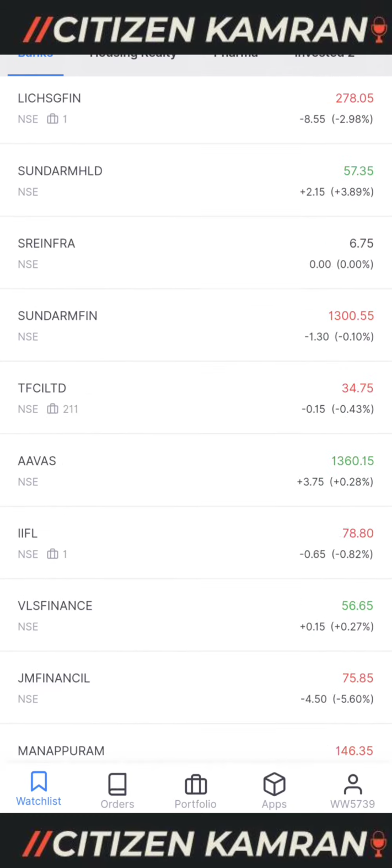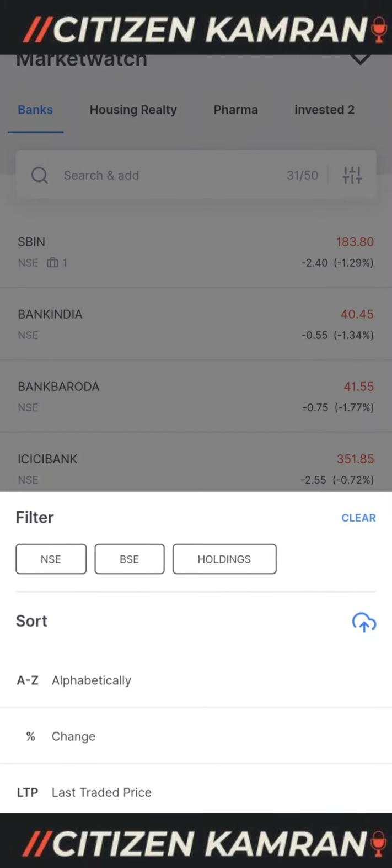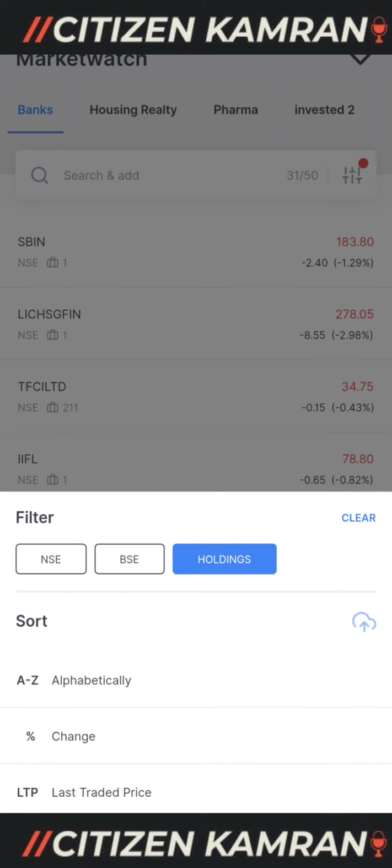Another option you have over here is to filter to see shares which belong to NSE. You click on NSE, you see that. To see shares which belong to BSE, you click on this. And to see shares that you already own, you click on holdings. It shows like this. So what I'll do is clear.